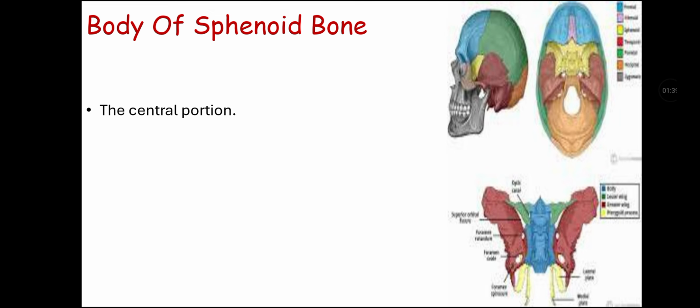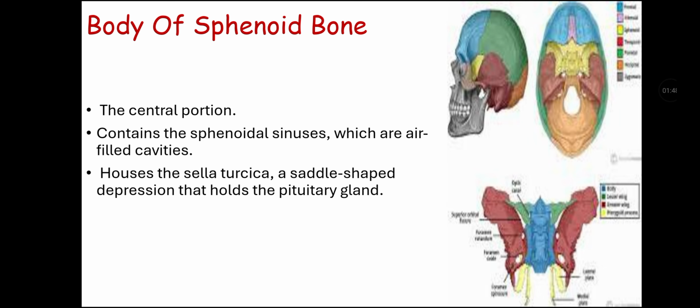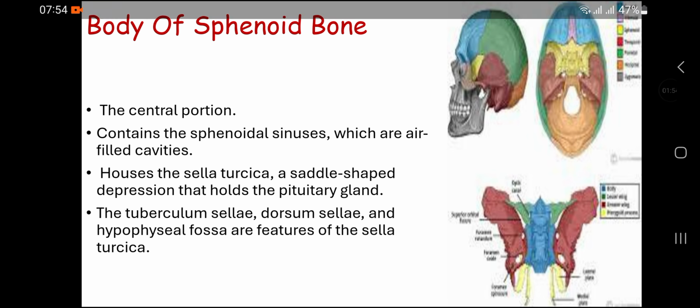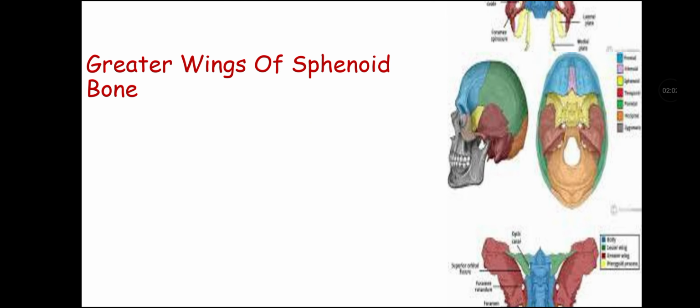Now let's talk about the body of the sphenoid bone. It is the central portion, as you can see here in the diagram. It contains sphenoidal air sinuses, which are air-filled cavities. It houses the sella turcica, that is a saddle-shaped depression that holds the pituitary gland. It has tuberculum sellae, dorsum sellae, and hypophyseal fossa that are features of the sella turcica.